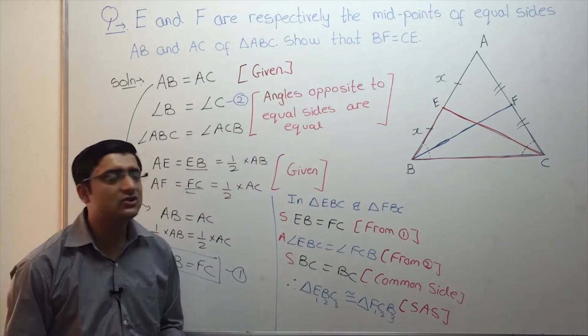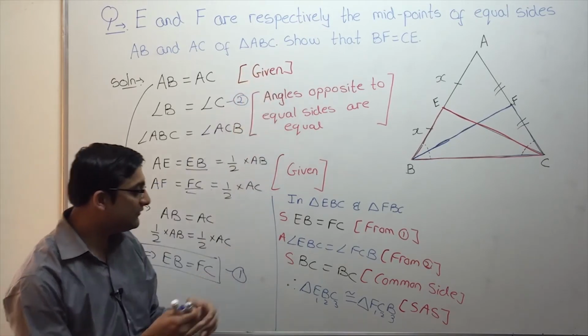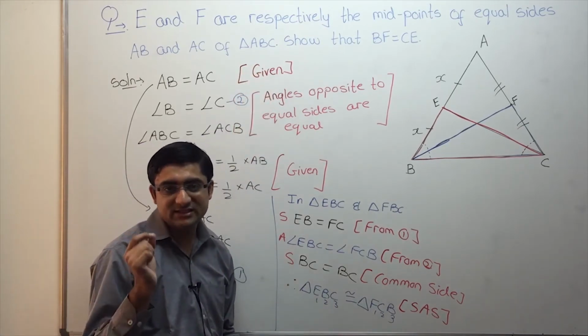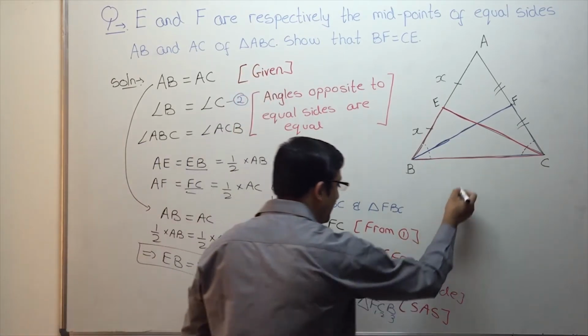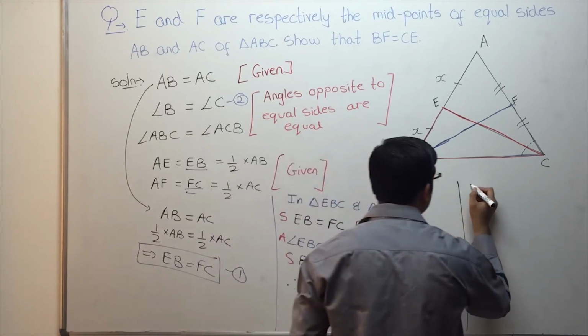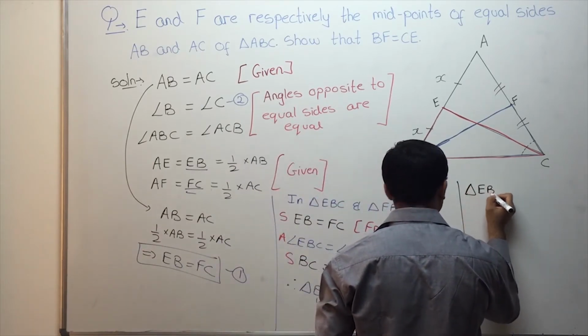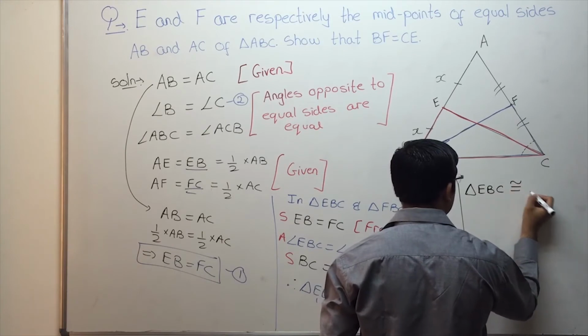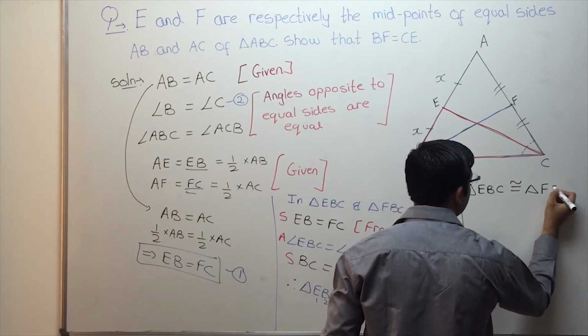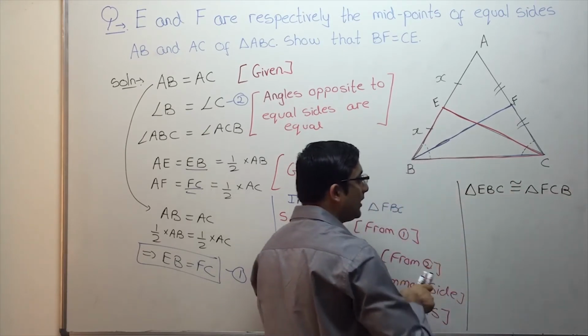Once the two triangles are congruent, what do we want? We want to show BF is equal to CE. So get BF and CE from your congruence statement. How do I get it? I'll rewrite the congruence statement over here. Triangle EBC is congruent to triangle FCB. So just write down 1, 2, 3, 1, 2, 3.